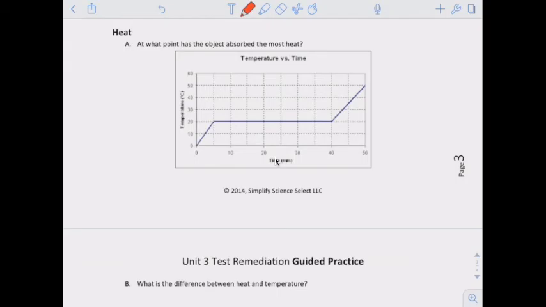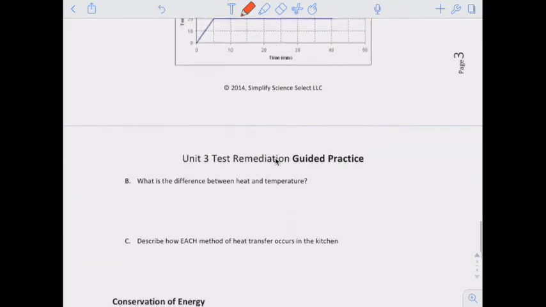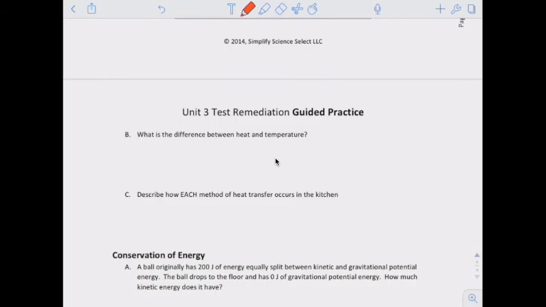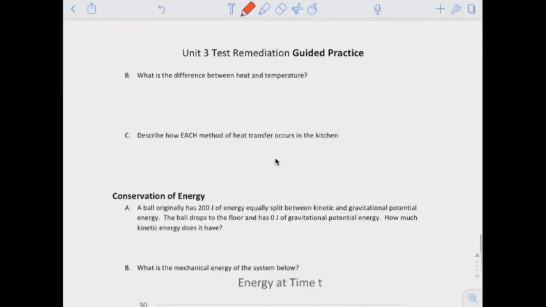Next is heat. It says at what point has an object absorbed the most heat? It would be where it had the greatest temperature, which is up there. B is the difference between heat and temperature. Temperature is the measure of the average kinetic energy. Heat is the amount of energy stored in that system. Describe how each method of transfer occurs in the kitchen. We're looking at conduction, convection, and radiation. Conduction is actually touching something, like cooking something in a pan, with whatever is cooking touching the pan. Convection is just the hot and cold flowing from bottom to top. You can think of boiling water there. And radiation would just be the light, some type of light coming in and heating it up.